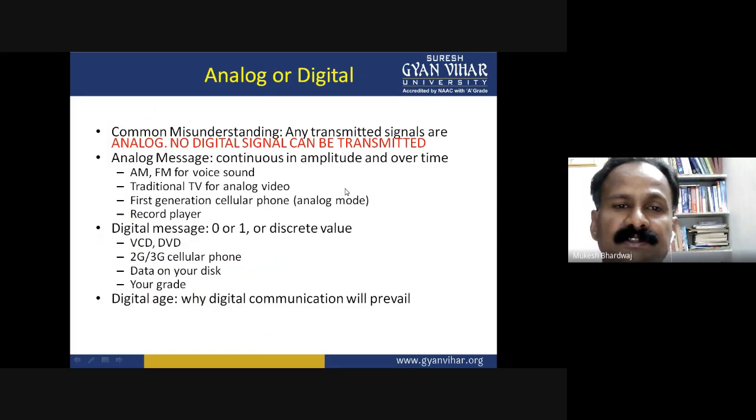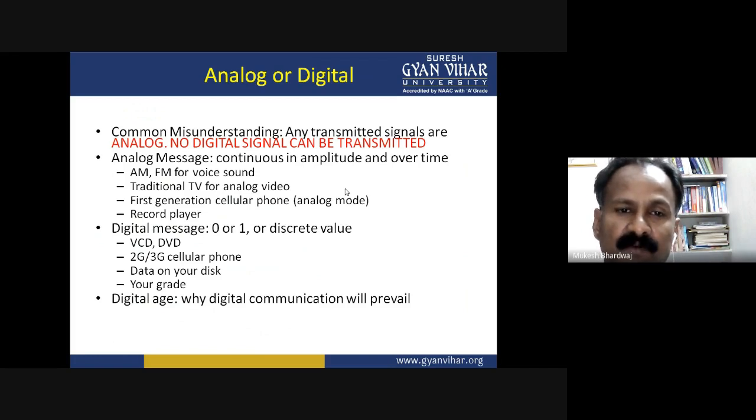Now, analog or digital communication: a common misunderstanding. Any transmitted signals are analog? No, digital signals can be transmitted. An analog message is continuous in amplitude and over time. These are AM, FM, and PM.